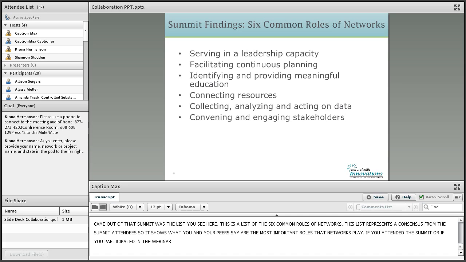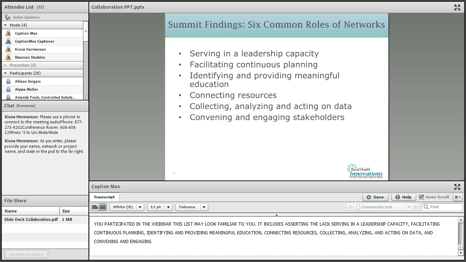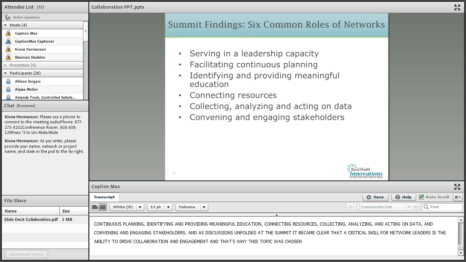It includes serving in a leadership capacity, facilitating continuous planning, identifying and providing meaningful education, collecting resources, collecting, analyzing, and acting on data, and convening and engaging stakeholders. And as discussions unfolded at the summit, it became clear that a critical skill for network leaders is the ability to drive collaboration and engagement. And that's why this topic was chosen as the focus for this webinar.